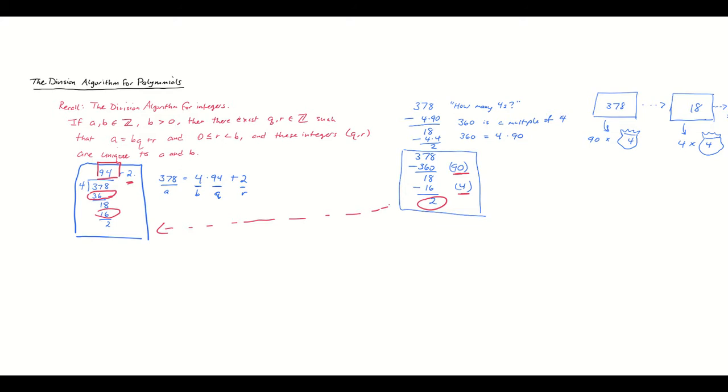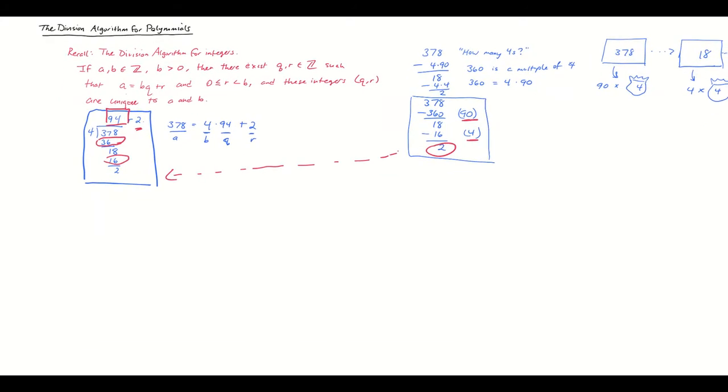Now for polynomials, things are a little bit different because the idea of how many can we take out is somewhat less intuitive when that number is represented in terms of x's or in terms of variables. But the idea is the same. So let's suppose I want to divide this polynomial, x cubed minus 4x squared plus 7x plus 11 by, let's say, x minus 5.